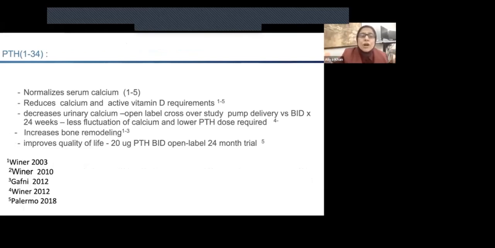So with 1 to 34, what is the research showing us? Well, 1 to 34 can normalize calcium. It can reduce the need for calcium and active vitamin D. It can decrease the urine calcium, and it can increase bone remodeling. So it can allow us to access the calcium from the skeleton. And it has been shown by Andrea Palermo and colleagues that it can improve the quality of life in an open label 24-month trial when it's given twice a day.